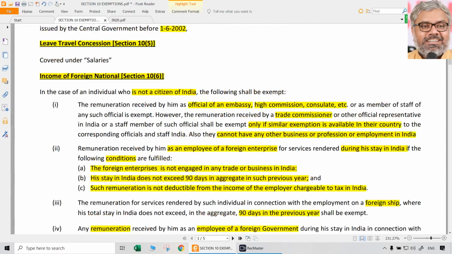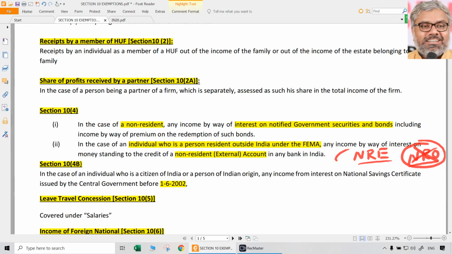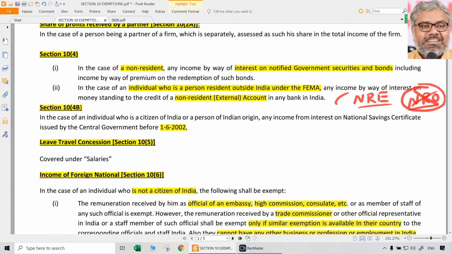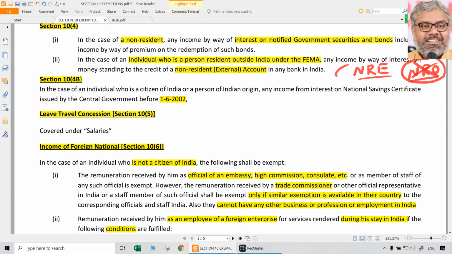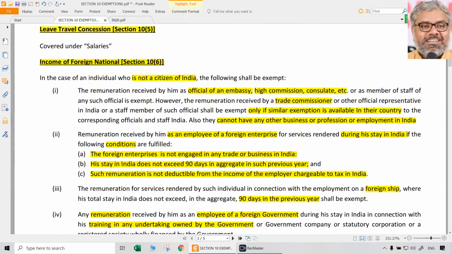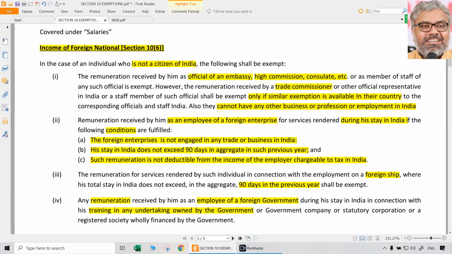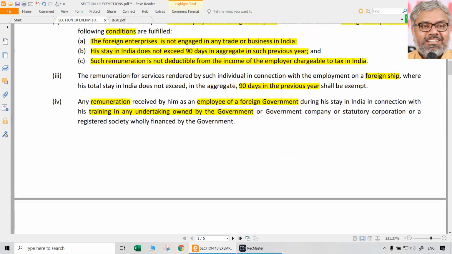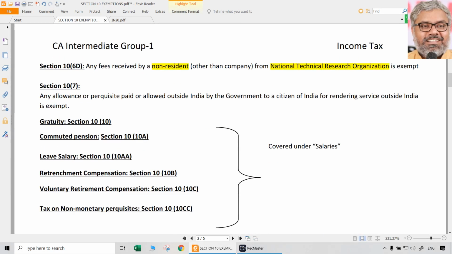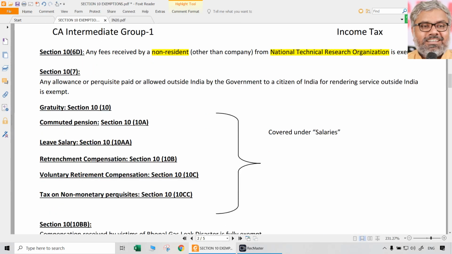So if you observe, right from section 10(4), we are talking about mostly non-residents. 10(4) also non-residents. 10(4)(b) also almost non-residents. 10(5) is not non-residents. That is leave travel concession. 10(6) is foreign nationals, not even Indian citizens. 10(6)(d) is not foreign nationals but non-residents. So most of these things are specially applicable to non-residents and foreign nationals. This series of exemptions is like that. Now 10(7) we already know.